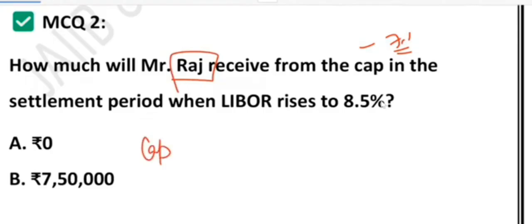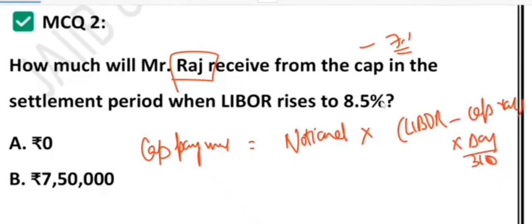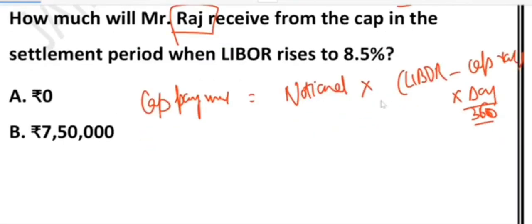And if you want to calculate the cap payment, this question is most frequently asked. Remember the formula. Take the notional value, multiply it by LIBOR minus the cap rate, multiply it by days and divide it by 360. Because to convert days into a year, we divide by 360. Now let's plug in the values. What is the notional value? 10 crore is the notional value.